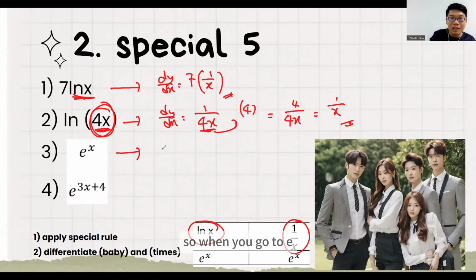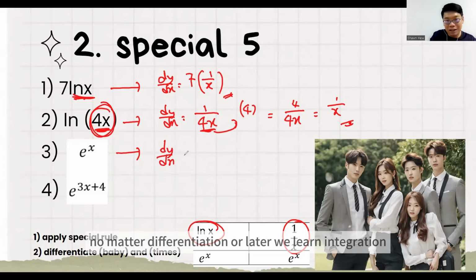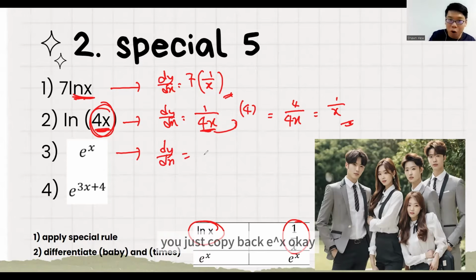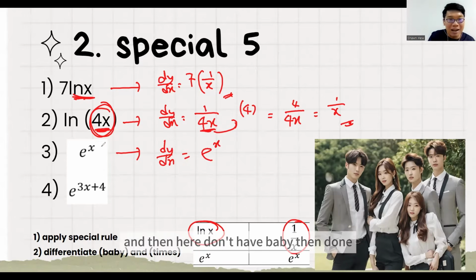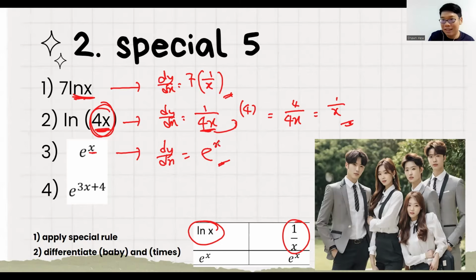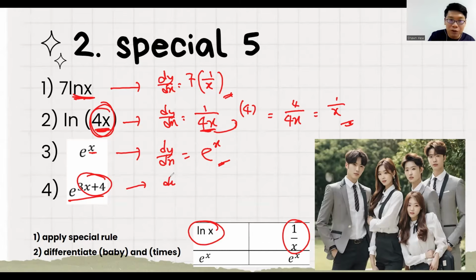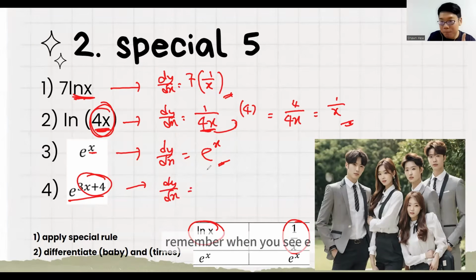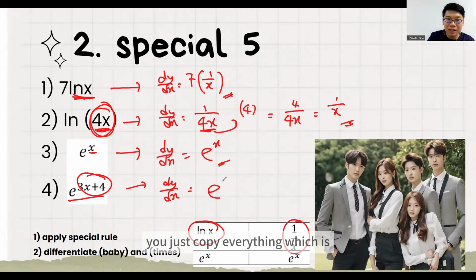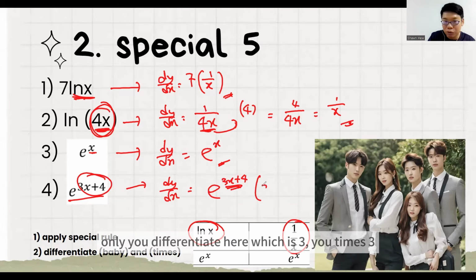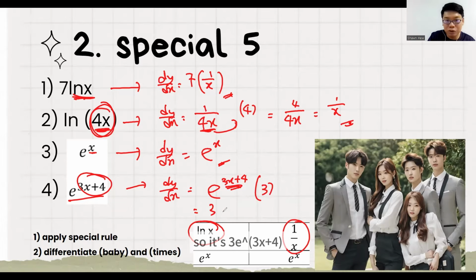Then we go to e. So when you go to e, no matter differentiation or later when we learn integration, you just copy back e^x. Okay? And here we don't have a baby, then done. This part, we have a baby, which is 3x plus 4. So we differentiate the x. Remember, when you see e, you just copy everything, which is e^(3x+4). At last, only then you differentiate the baby, which is 3, you times 3. So it's 3e^(3x+4).